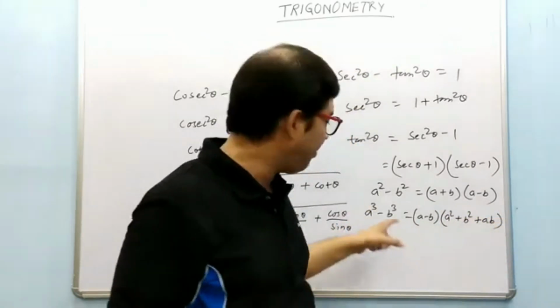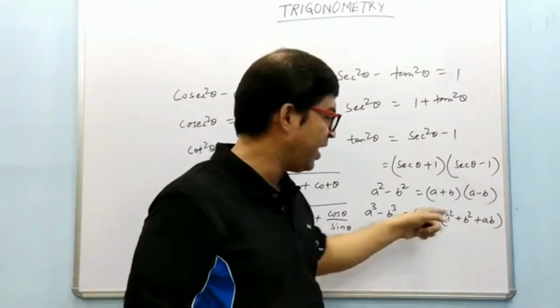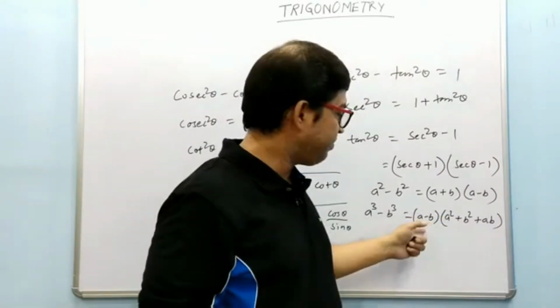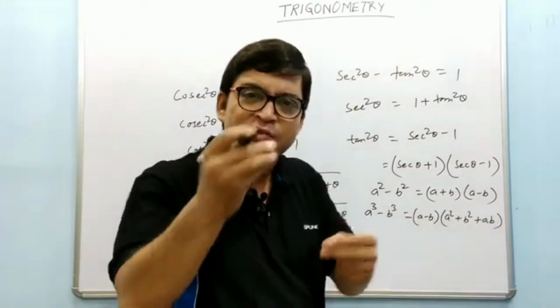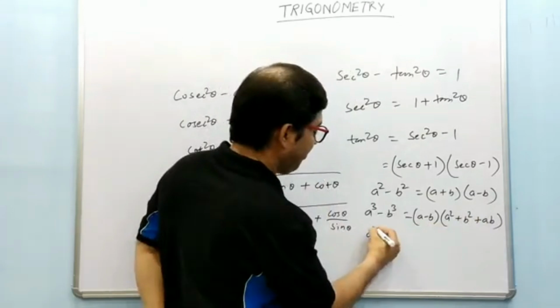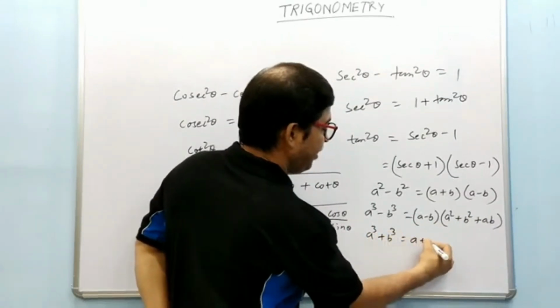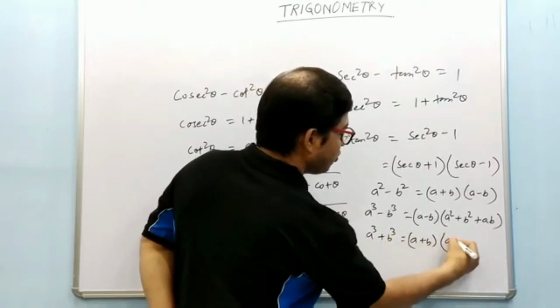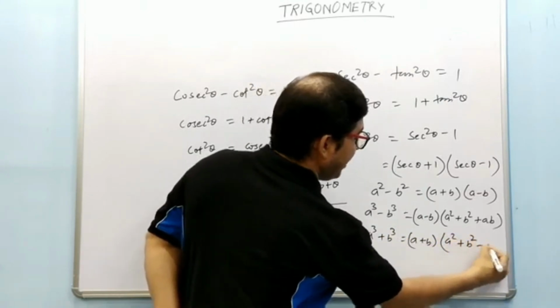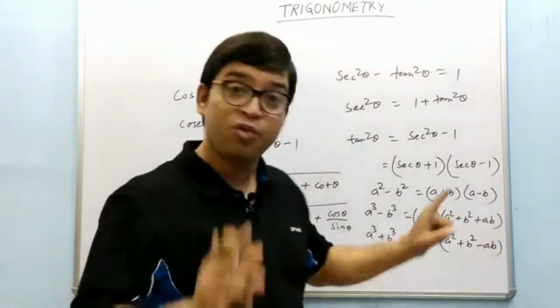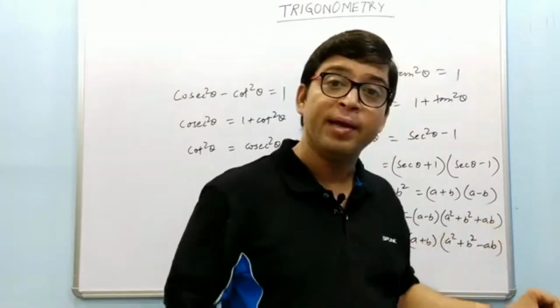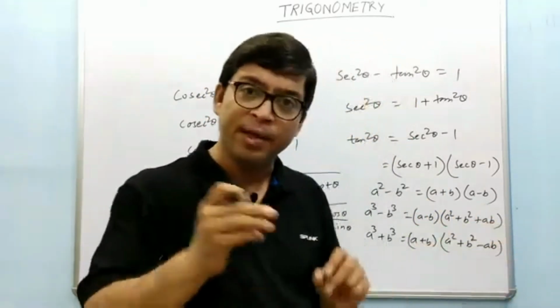Very easy way to remember. A cube minus b cube, a minus b is there and everything else in plus. It is minus, so everything is in plus. Best way to remember. So can you tell me a cube plus b cube, what's that? You will write a plus b, and here a square plus b square minus ab. Be careful, it is not 2ab, it is only ab. Plus ab or minus ab.